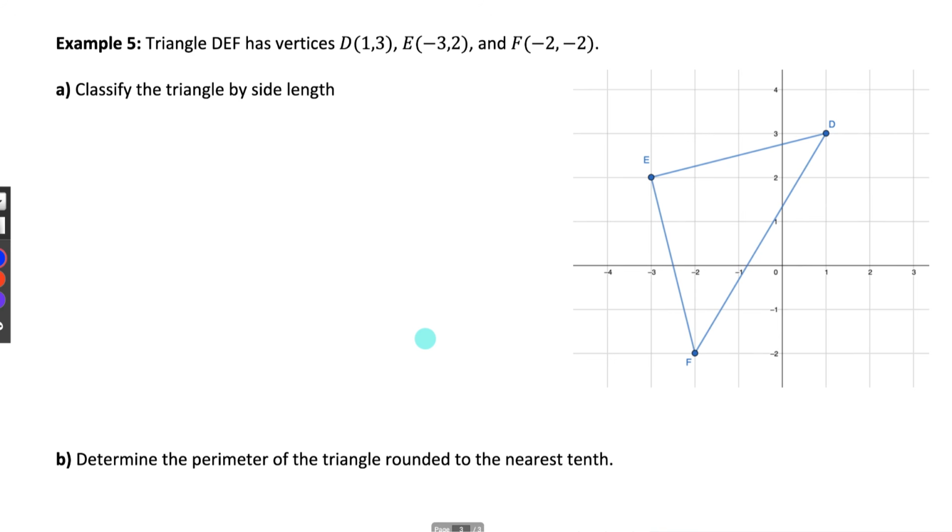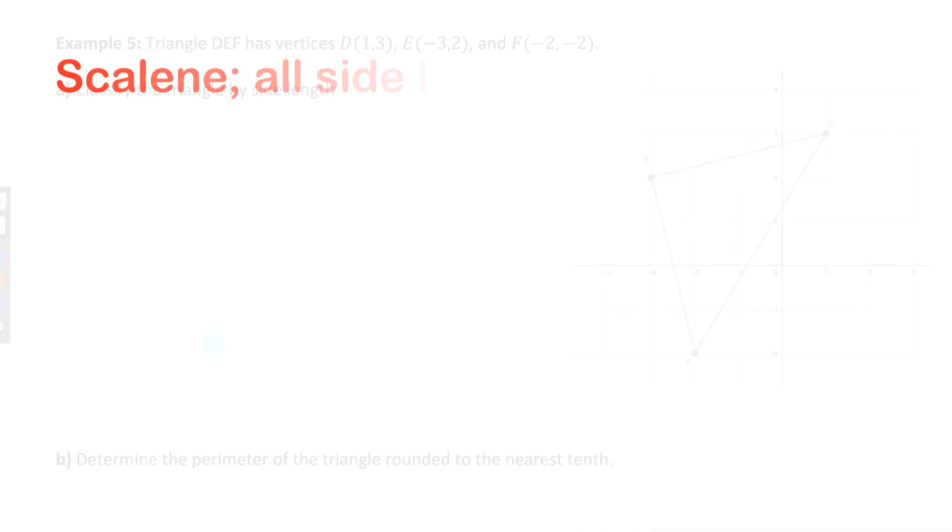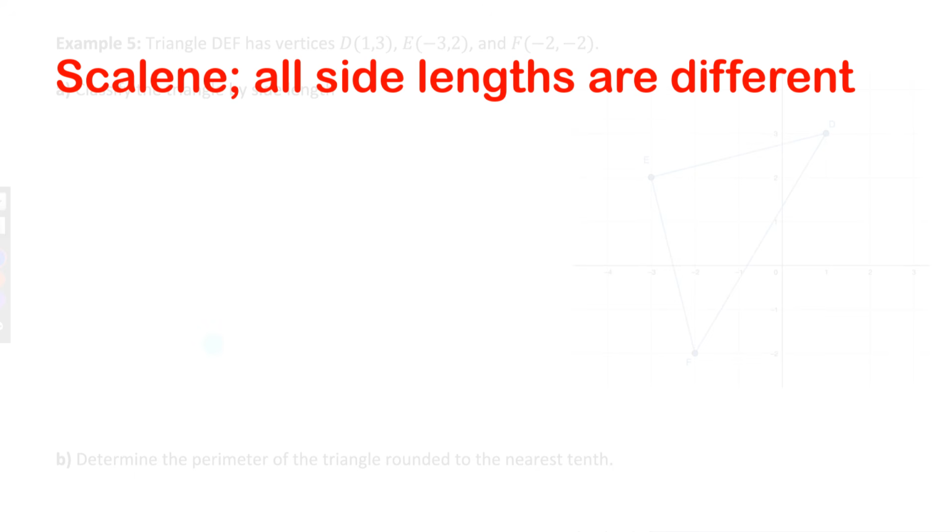Our last question, example 5, says we have triangle DEF, and it gives us the coordinates of the vertices of that triangle. And it asks us to, in part A, classify the triangle by side length. So I'm going to need to know the length of all three sides of this triangle to decide whether this triangle is scalene, isosceles, or equilateral. If all three side lengths are different, it would be scalene.